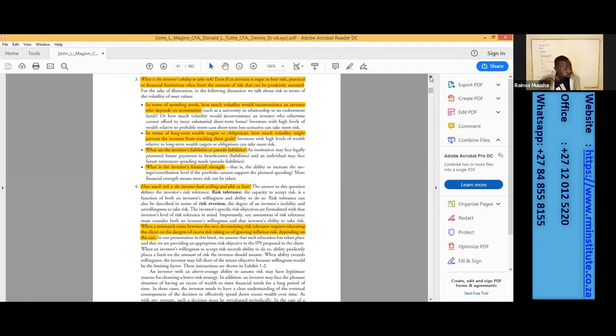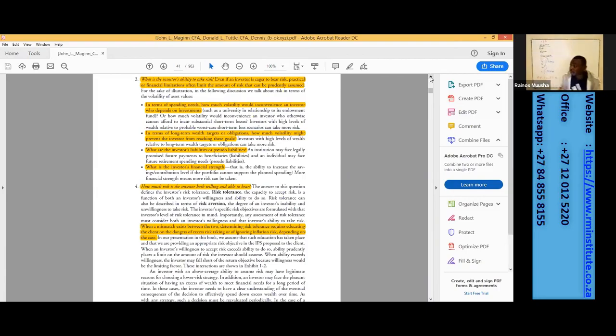Because if the client wants to be constantly taking out money, it means that the ability to take risk also becomes lower as well. So you always have to make sure that you are able to actually address and assess these issues when you're now looking at your case study, for you to be able to now take into account what the ability of the client is to take risk.